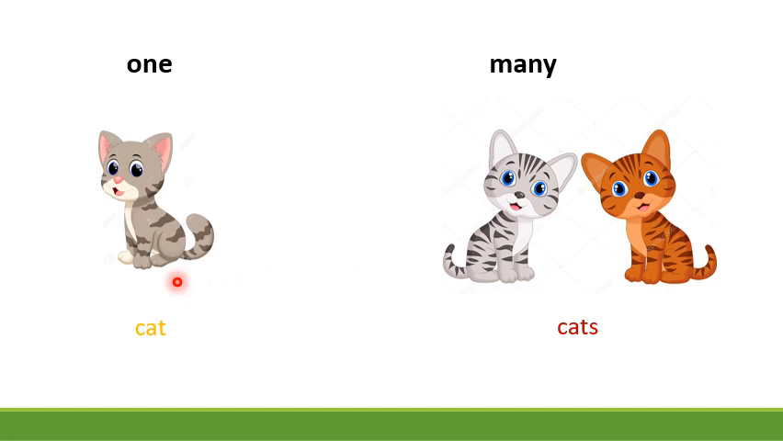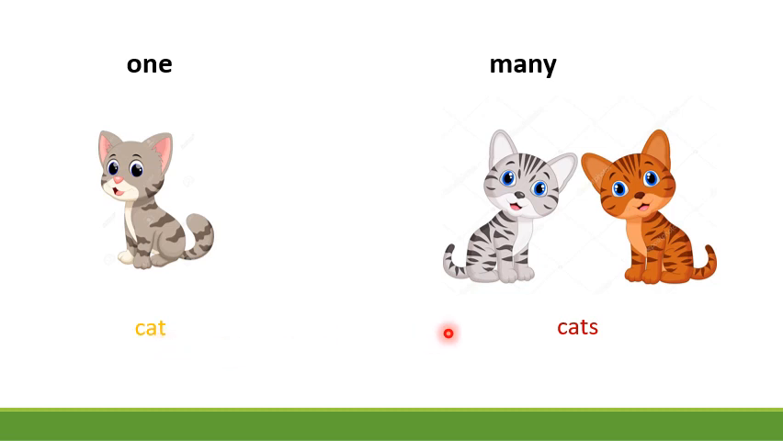Here we are seeing a cat. Here only one cat. That is only one. And on the right hand side we can see more than one cat, which means many. See the spelling of one cat: C-A-T, cat, which means only one.